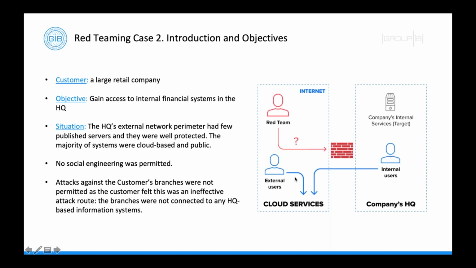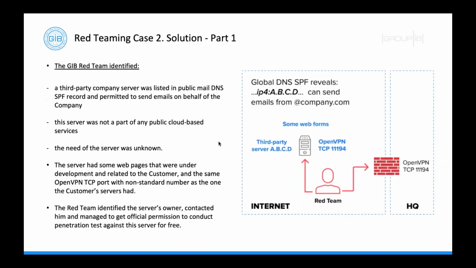The situation, or lay of the land, in this particular case was that the HQ's external network perimeter had few published servers, and they were very well protected. The majority of the systems were also cloud-based and public. Also, in this particular red team operation, no social engineering was allowed by the client, and attacks against the customer's branches were not permitted, as the customer also felt that this was an ineffective attack route. The main reason for this was that the branches weren't actually connected to any of the HQ's information systems.